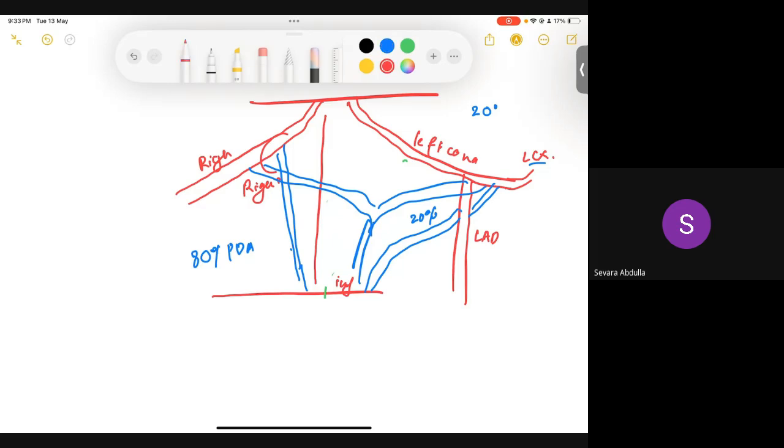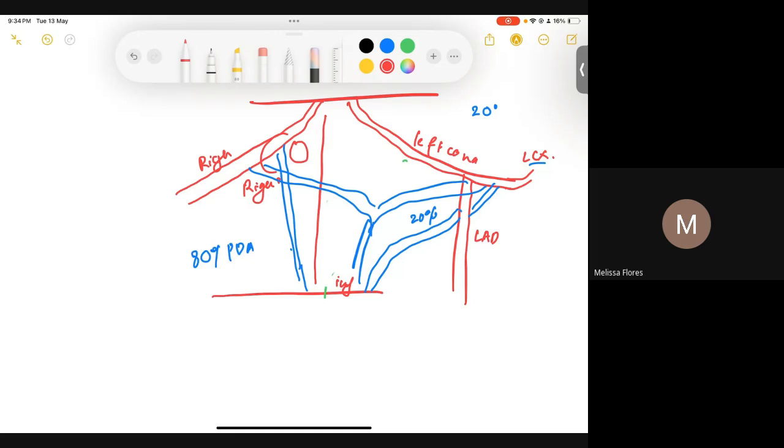Okay, let me just mention another thing. We know that... where does the SA node lie? It's very important. One of your UWorld MCQs. Can you just tell me the exact location of the SA node? Is it right inferior to the superior vena cava? Okay, in the right atrium, near the inferior vena cava or superior vena cava? Like inferior to the superior vena cava? Anyone else? It's the superior vena cava, right?